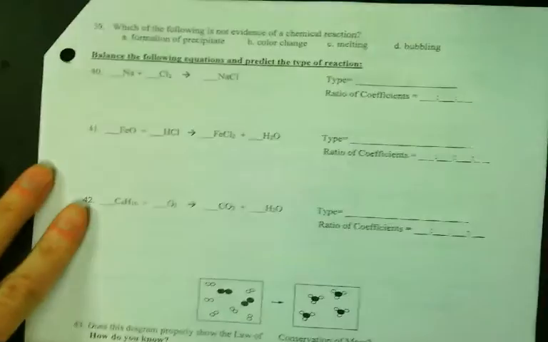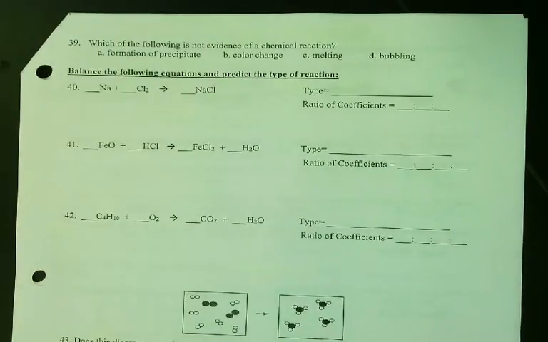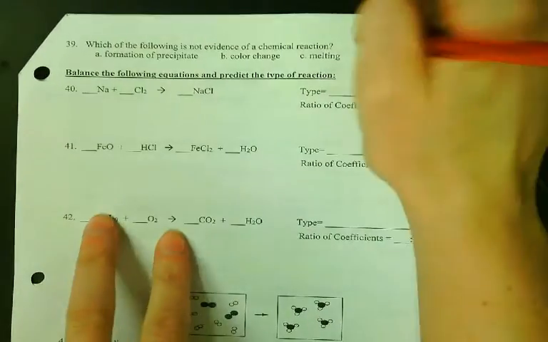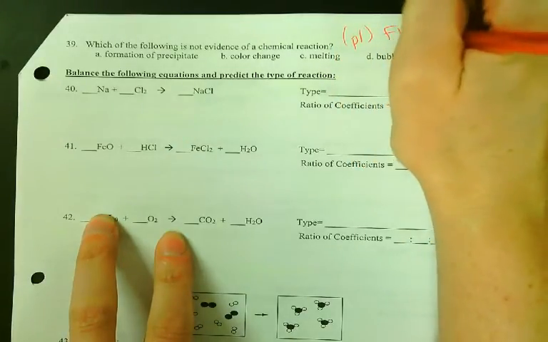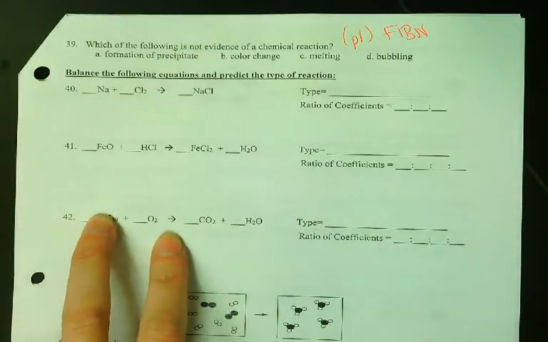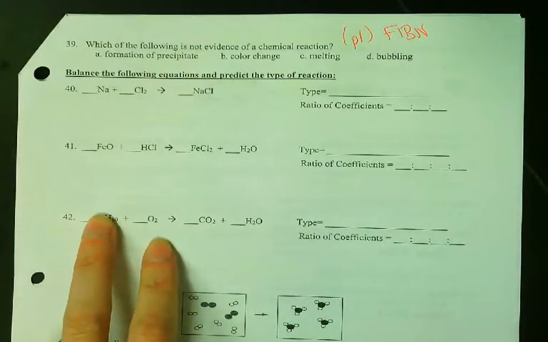We're getting close. Number 39. Which of the following is not evidence of a chemical reaction? Again, I'm going to write page 1 of your FIBN, your fill-in-the-blank notes. If you don't know those ones, you need to know all of that vocab. Go ahead and check your notes.